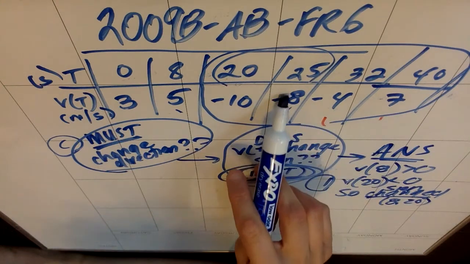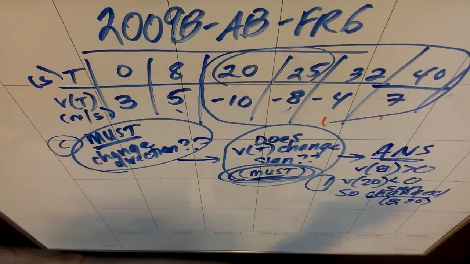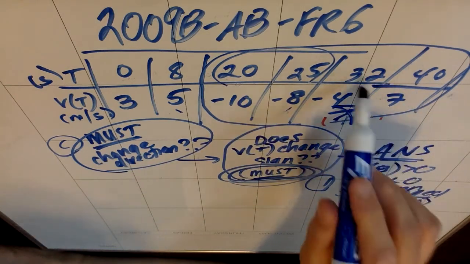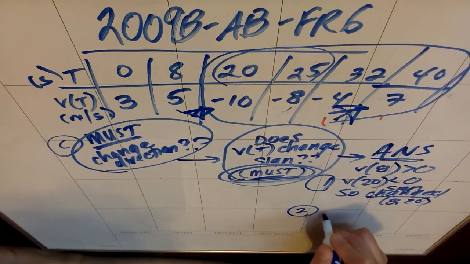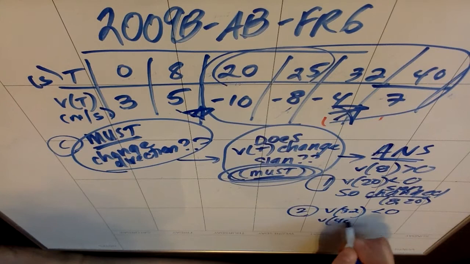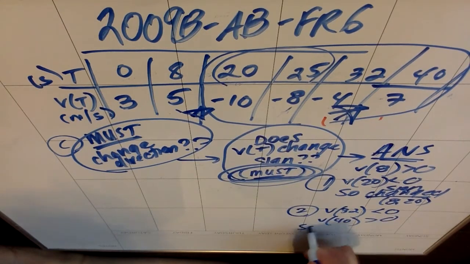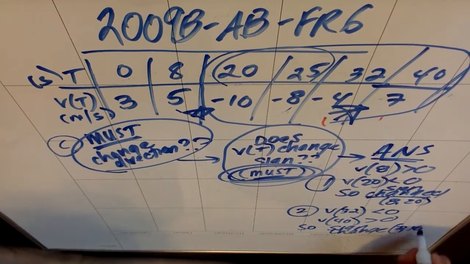Same thing from 25 to 32. Both of those velocities are negative. I could have a sign change, but I can't guarantee it. But then here, from 32 to 40, we have another instance, so the second time it's going to happen: v of 32 is less than 0, but v of 40 is greater than 0, so there has to be a sign change, right? There has to be a sign change on the 32 to 40 window, right?